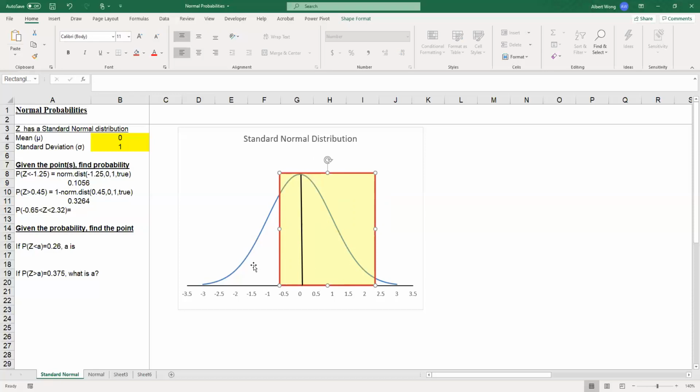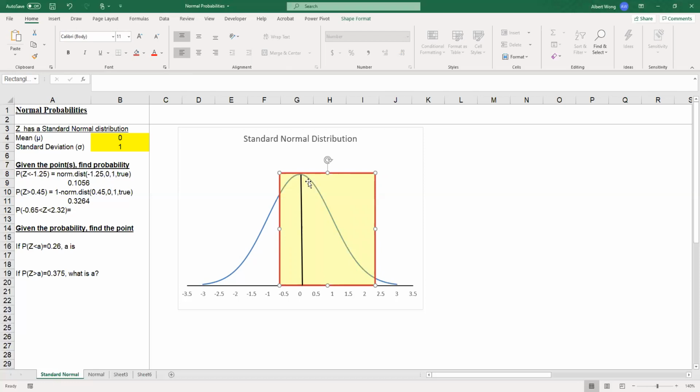Now, if you draw a picture, you can see that in order for us to find this area, the best way to do it is to take the area from here to here, which is what is given by the function, minus this area.